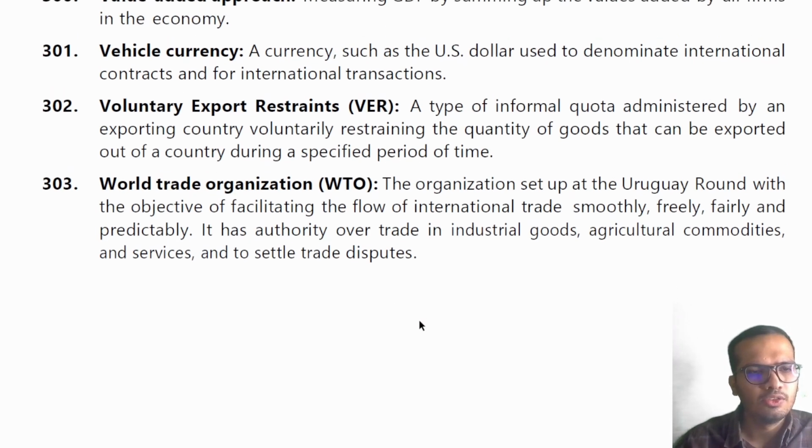Then we have number 303, World Trade Organization, WTO. So it's the organization set up at the Uruguay Round with the objective of facilitating the flow of international trade smoothly, freely, fairly, and predictably. It has authority over trade in international goods, agricultural commodities, and services, and to settle trade disputes.